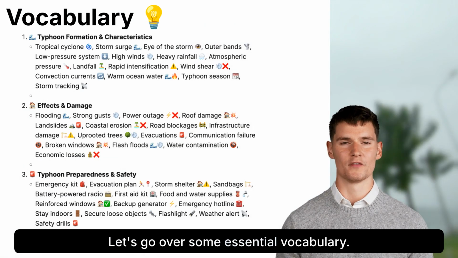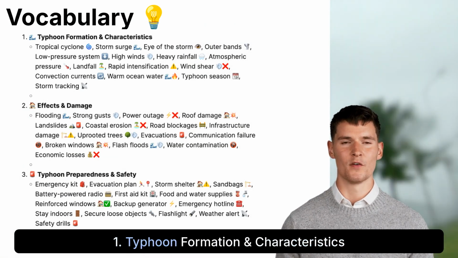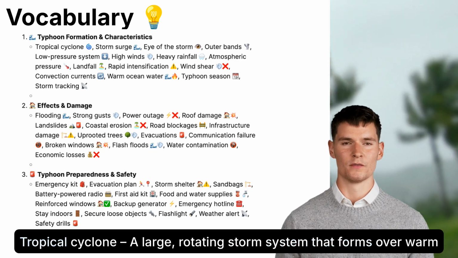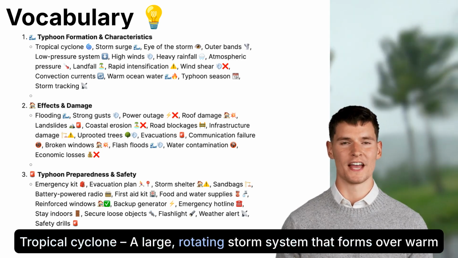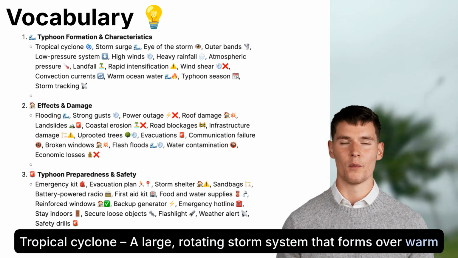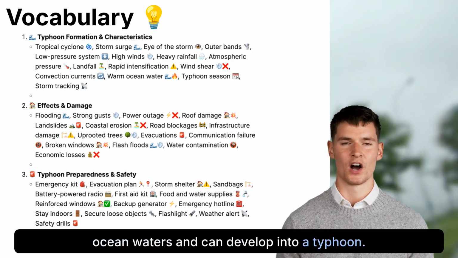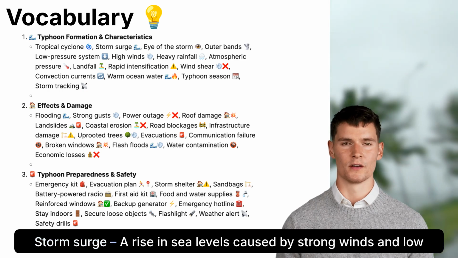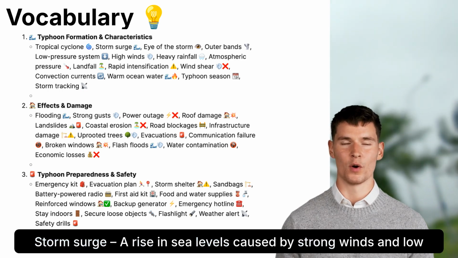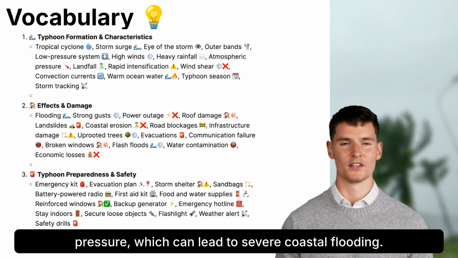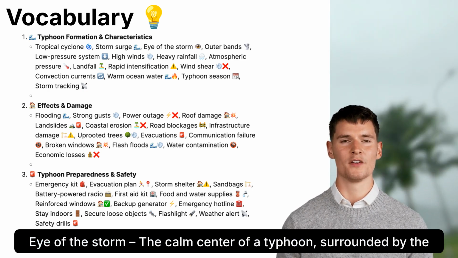Let's go over some essential vocabulary. 1. Typhoon formation and characteristics. Tropical cyclone. A large rotating storm system that forms over warm ocean waters and can develop into a typhoon. Storm surge. A rise in sea levels caused by strong winds and low pressure, which can lead to severe coastal flooding. Eye of the storm.